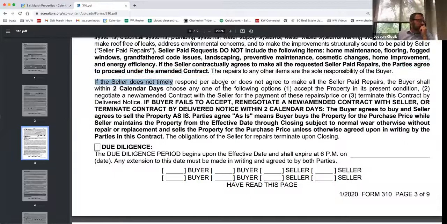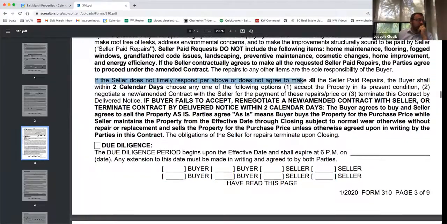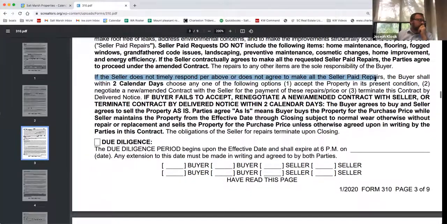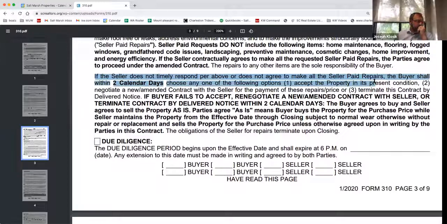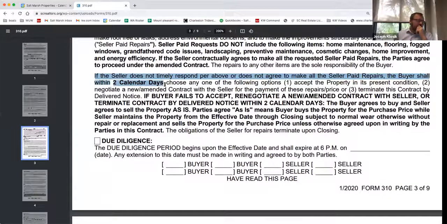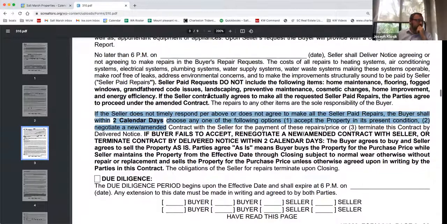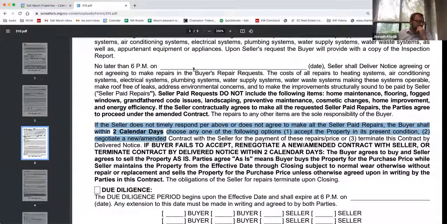The debate then gets solved, kind of, in the third paragraph of the repair section, which is, if seller does not timely respond or does not agree to make all seller paid repairs, the buyer shall within 2 calendar days. Now, the argument here is whether or not it's 2 calendar days from this date or 2 calendar days of when the repairs were submitted. I say it's this date on here. Doesn't matter. Get back to them as soon as possible.